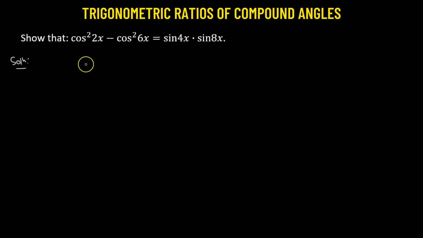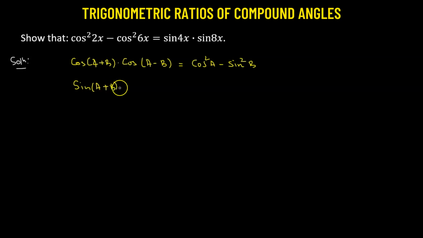One identity being, let's say we have cosine of angle A plus B multiplied by cosine of angle A minus B. This is actually equal to cosine squared A minus sine squared B. And in the other case, let's say we have the product of the sine of angle A plus B and sine of angle A minus B. In that case, this is equivalent to sine squared A minus sine squared B. So these are known identities.